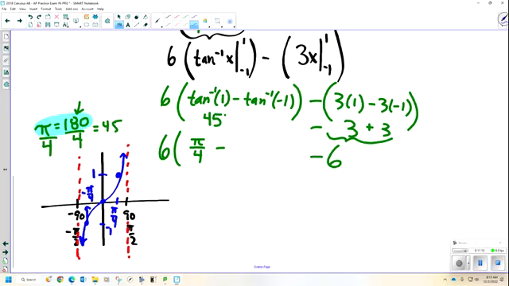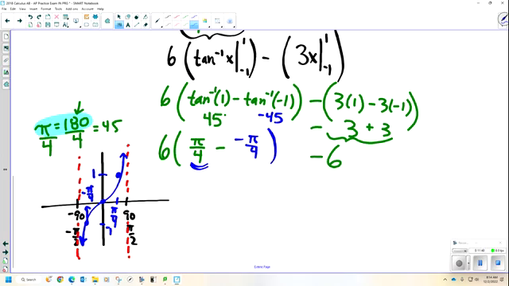315 degrees? It would be. But 315 degrees is -45 degrees. I would rather work with smaller numbers, so I'm just going to say that's -45 degrees instead of 315 degrees. If I know 45 is pi over 4, -45 is negative pi over 4.